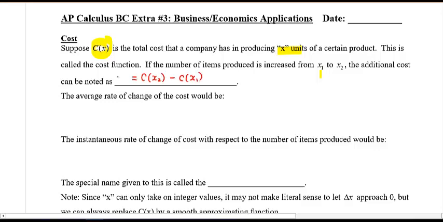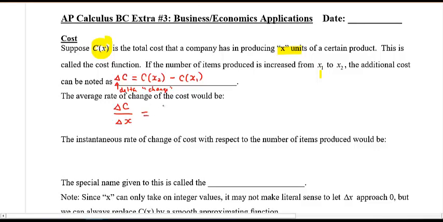Or sometimes they'll use this notation, delta C, the change in cost. This triangle is like delta, which represents the change. Now, the average rate of change of the cost: think about what you did in Math 10 with the slope formula, Y2 minus Y1 over X2 minus X1. Well, the Y2 minus Y1 is like the change in the Y value of the cost, divided by the change in the X values, so the change in X.